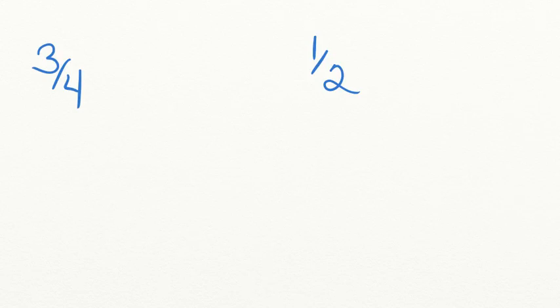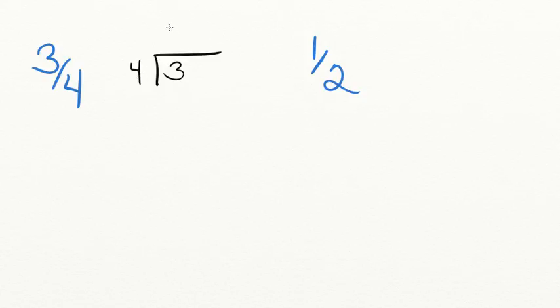Let's go ahead and go through some practice problems together. This would be a great time to pause your screen and try to work through these on your own. Then you can press play to check your work. Alright, let's go ahead and start with 3/4. To turn 3/4 into a decimal, we need to divide our numerator by our denominator.